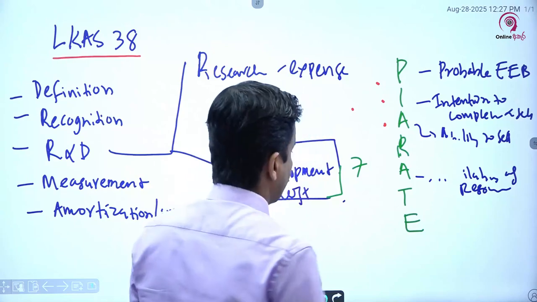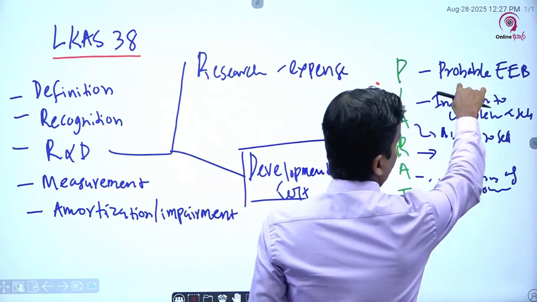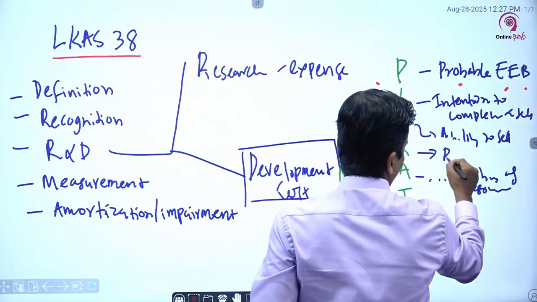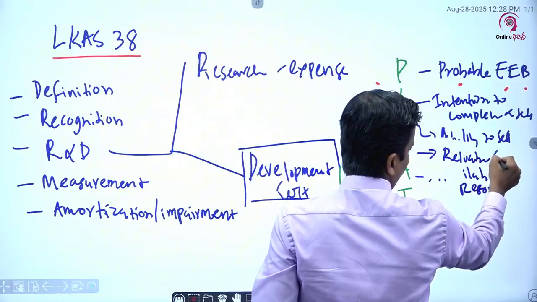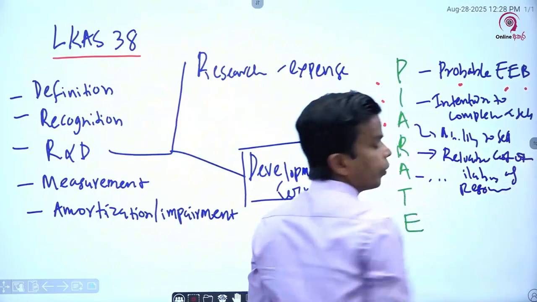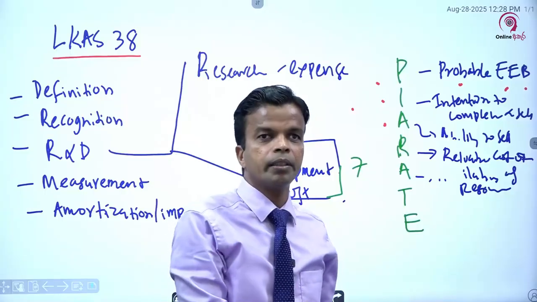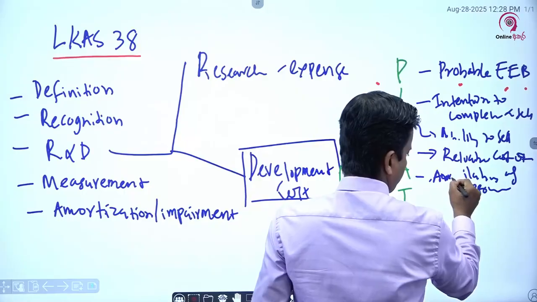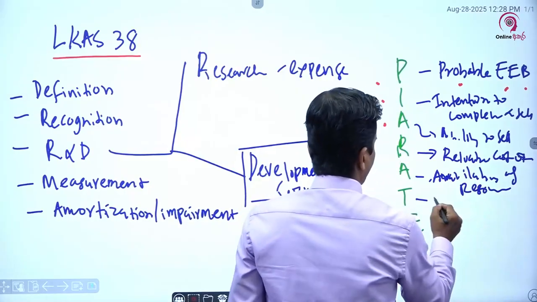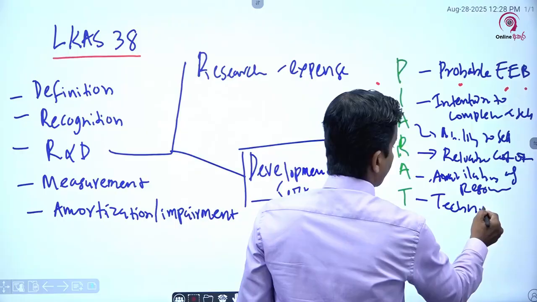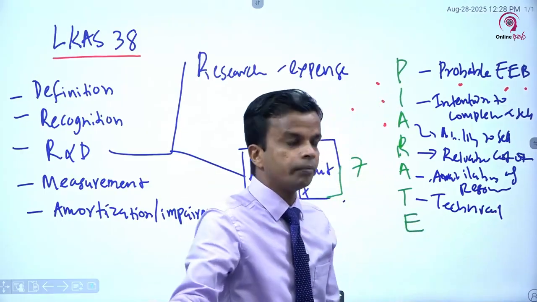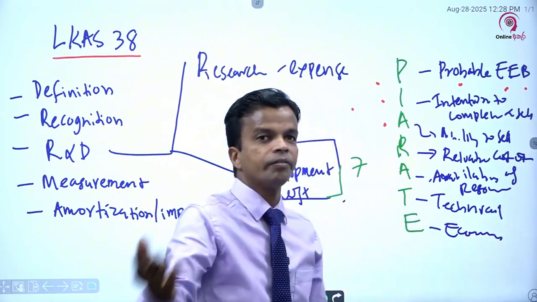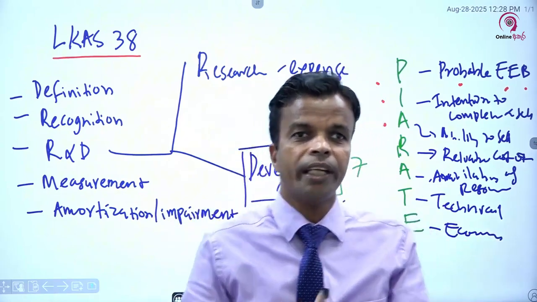And yes, P is for probable future economic benefits, the recognition criteria. R is for reliable cost estimate. Of course, you cannot capitalize if you can't reliably estimate the development cost, right? Then availability of resources. Technical feasibility: whether it is technically feasible, and economically feasible, meaning financially feasible. So technically feasible, financially feasible.